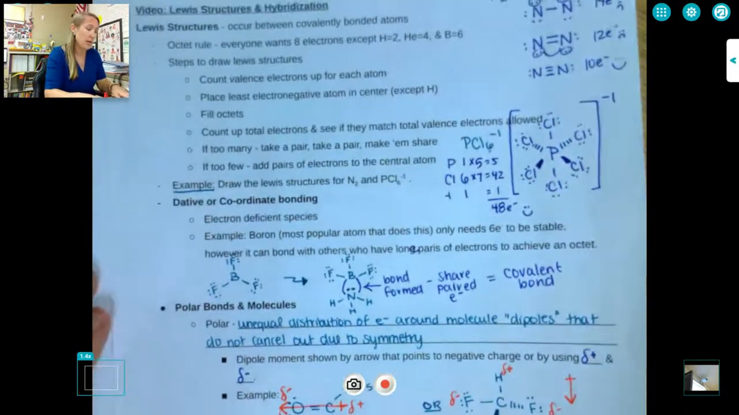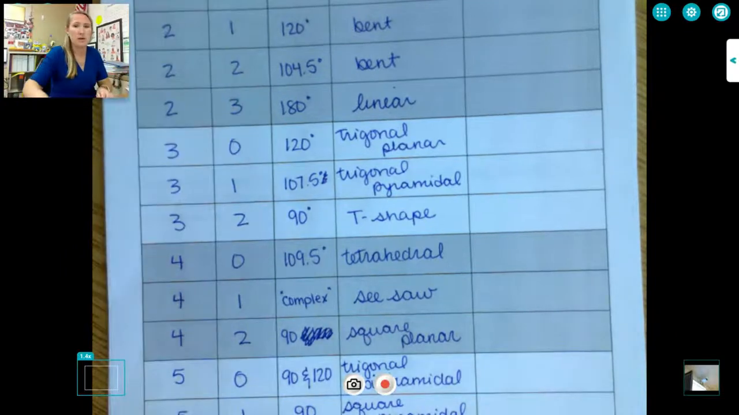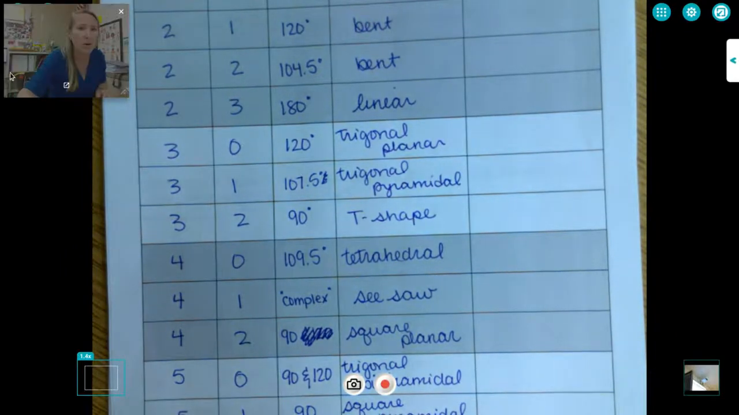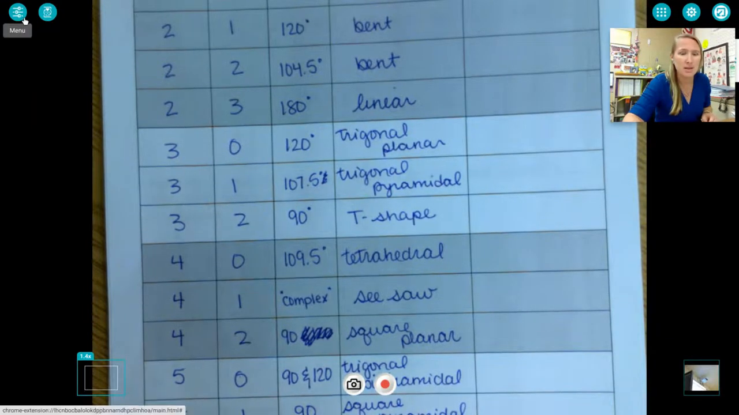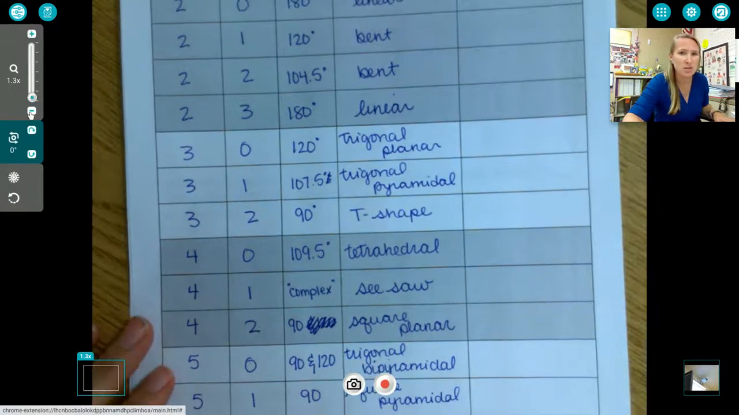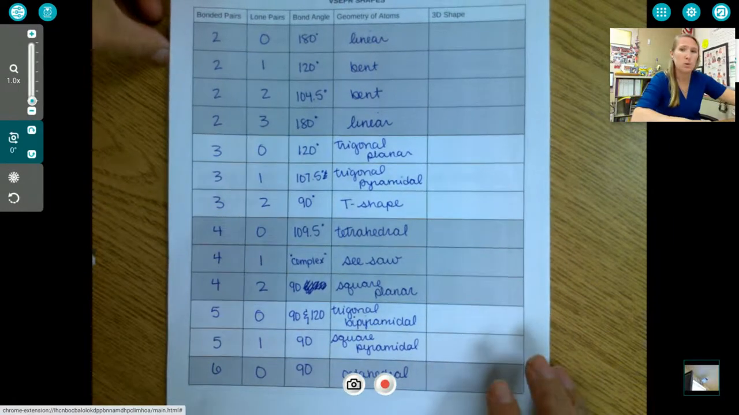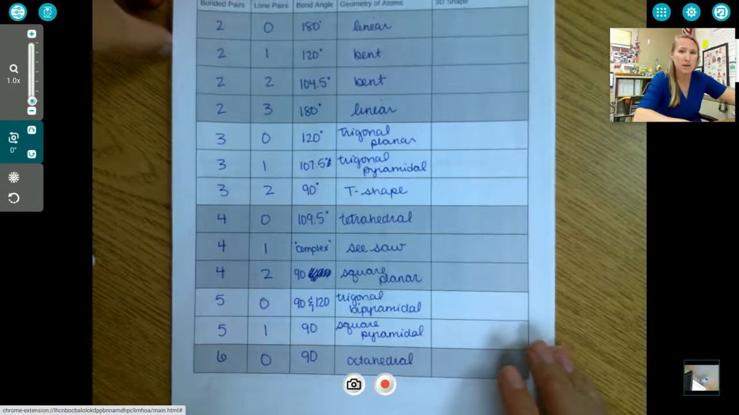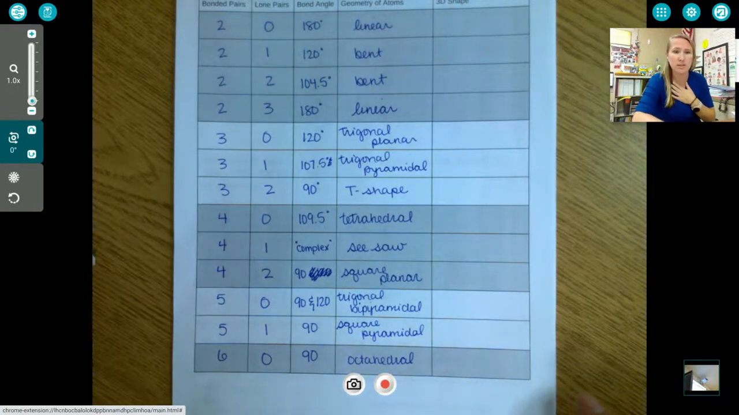Okay, don't freak out. You've got a chart to fill in. So I'm going to zoom this out. Take a second and pause the video and copy in what I have so far on this chart. Then we'll take a moment and we'll go through and we'll draw the shapes based off of what we have here for bonded and lone pairs. So go ahead and pause.